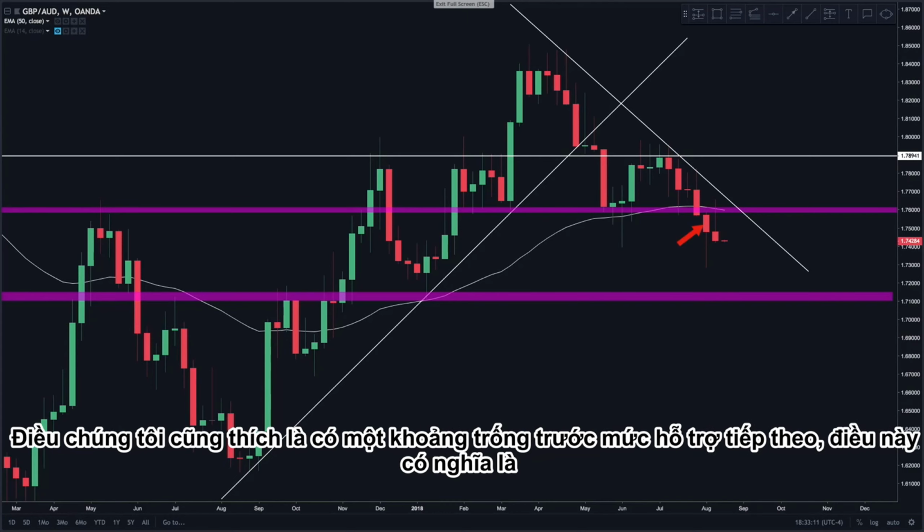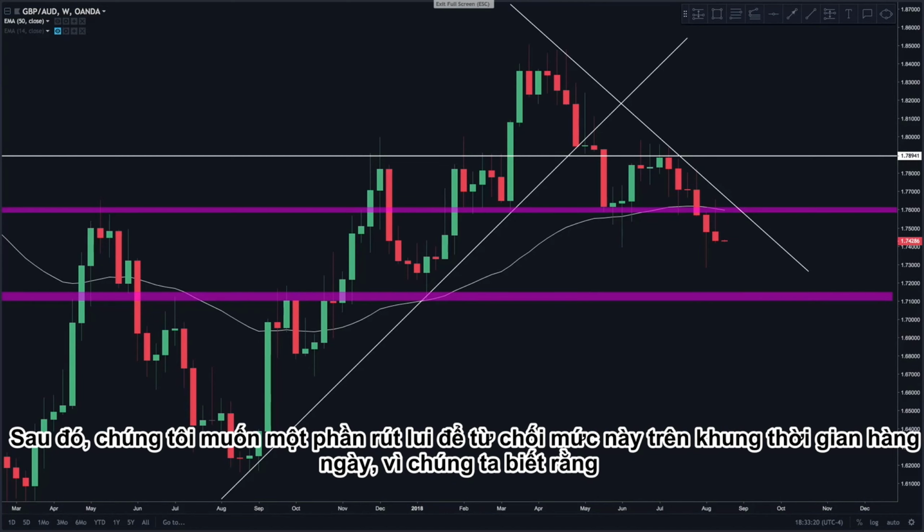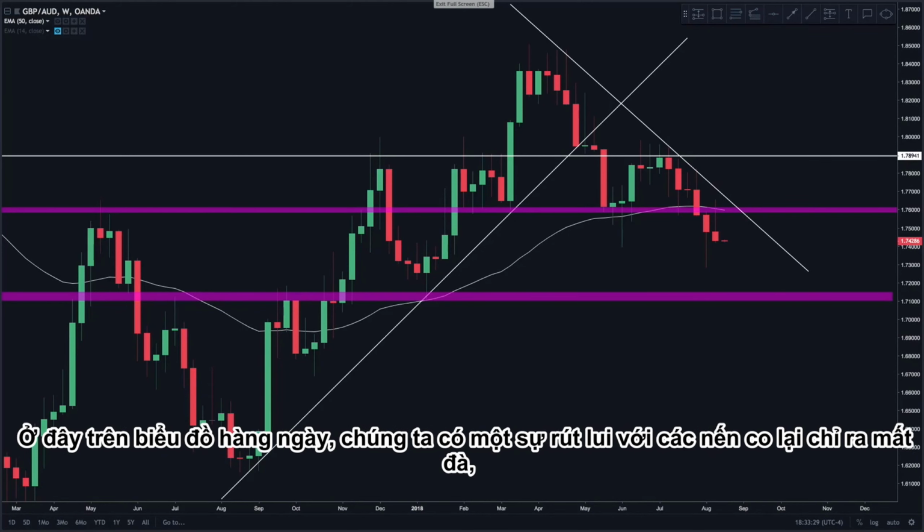What we also liked is that there is a gap before the next level of support, which means there's lots of room for price to move. We then wanted a pullback to reject this level on the daily time frame, as we know that the 50 EMA on the weekly time frame is also here. So let's jump to the daily.